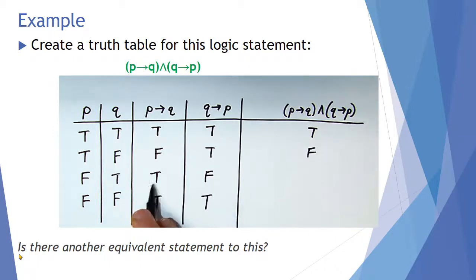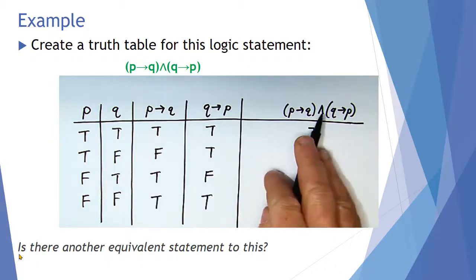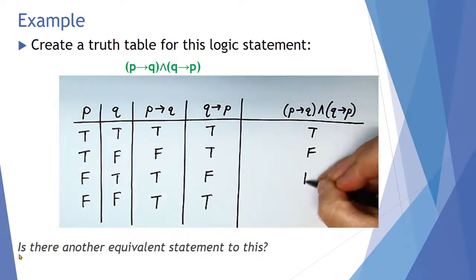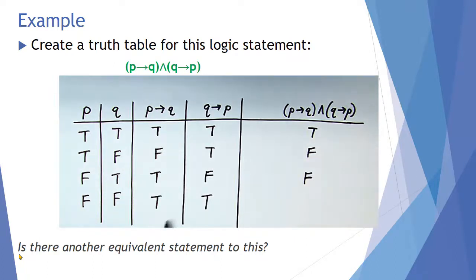And in row 3 here again we have one true but the other one is false. Conjunction means we would need them both to be true. That one's false. And in row 4 they're both true. We have a true statement. Now the thing I want you to notice here, we got the result true, false, false, true.